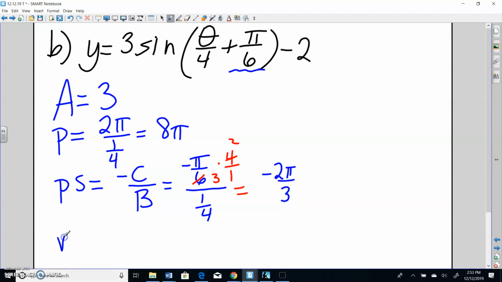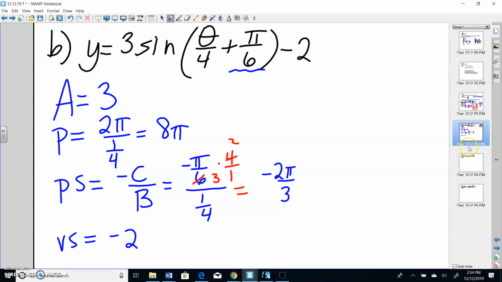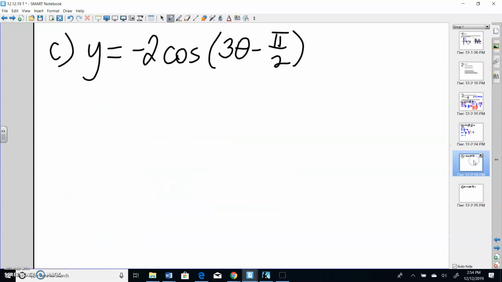And then our vertical shift is just down 2, or we could write it as negative 2. Two more. Okay, try this one on your own. Amplitude, period, phase shift, and vertical shift. And then we'll work on it together, and then I've got another one I want to show you.